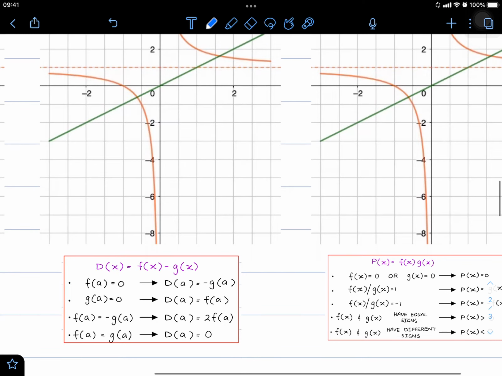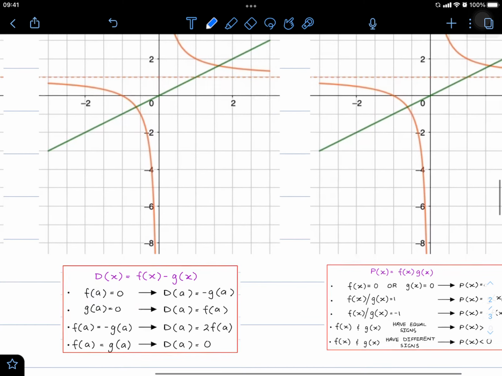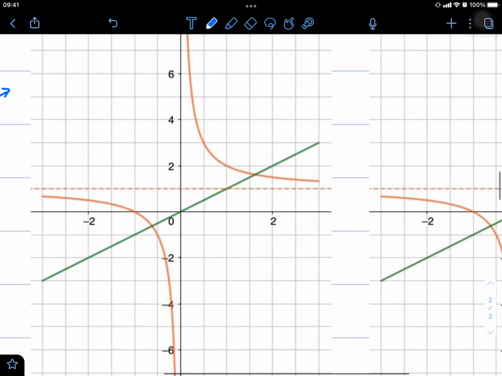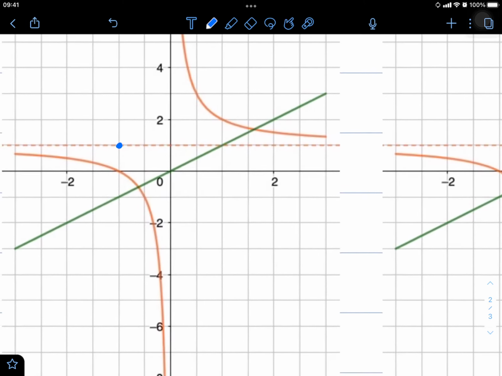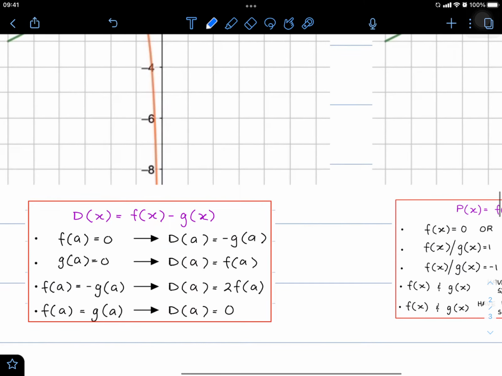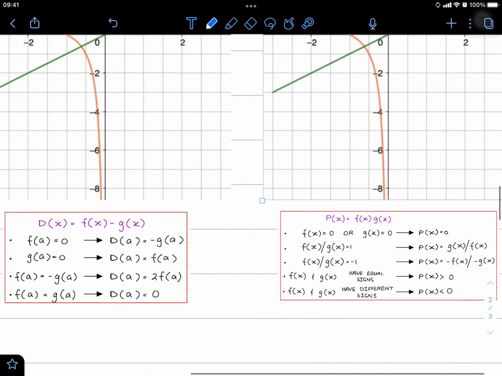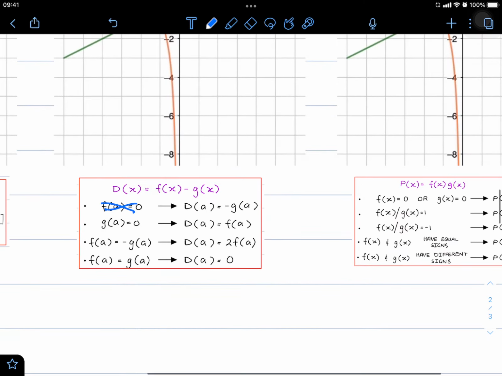So let's first take a look at when f is equal to 0. Well, f is 0 at this point here. When f is 0, so 0 minus 1, 0 minus 1 becomes positive 1. There are actually no other x-intercepts for f along here, so we're actually finished with this point.